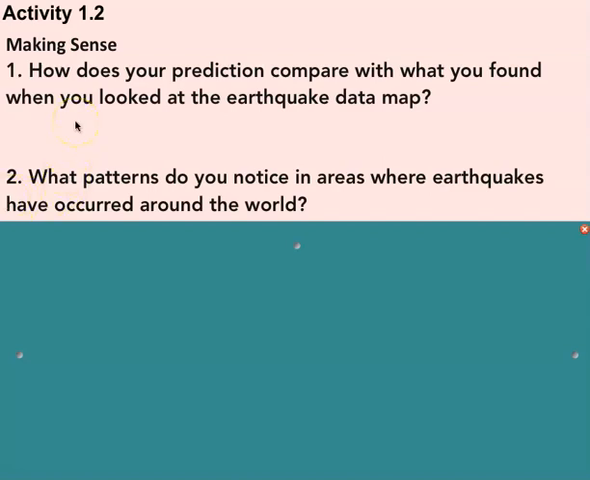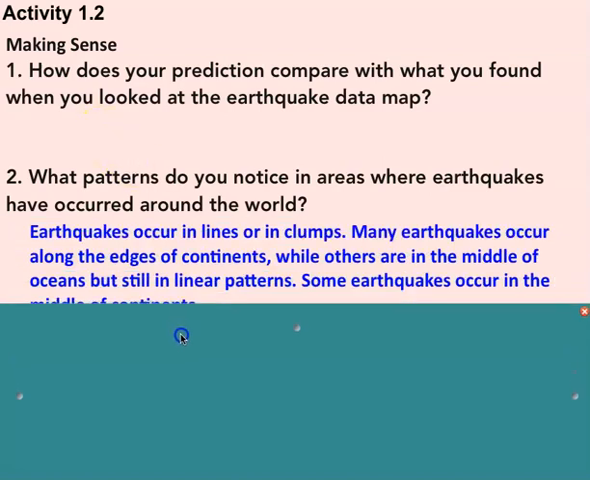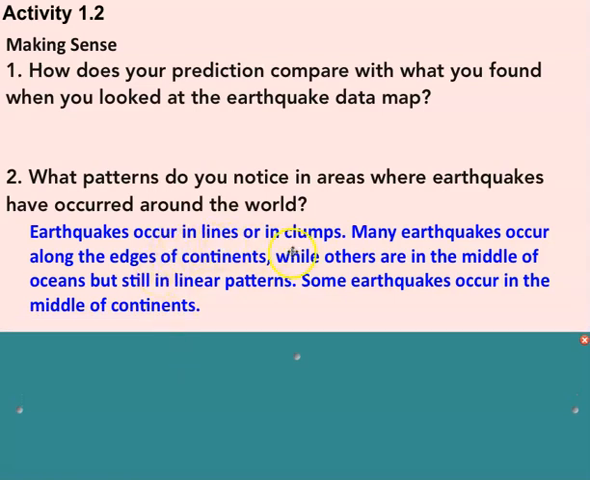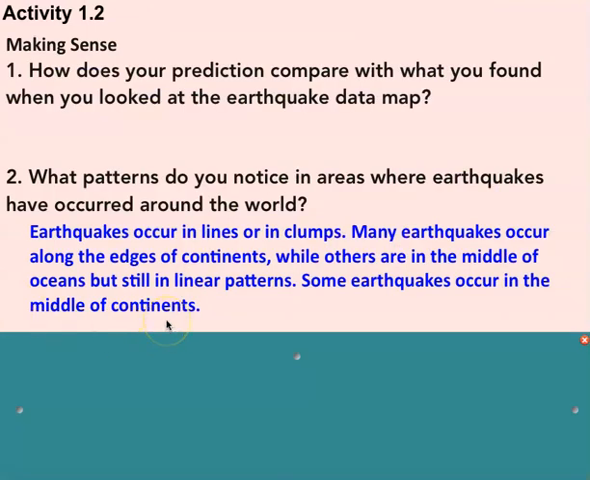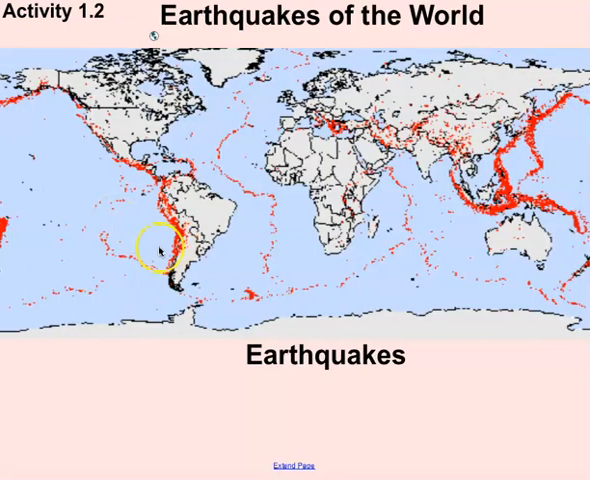So first of all, your prediction answers are going to vary. Some of you might have predicted correctly, some of you might not have predicted correctly. So the patterns that you might have seen is that earthquakes occur in lines or in clumps, similar to what you saw with volcanoes. Many earthquakes occur along the edges of continents, while others are in the middle of the oceans, or they might be in the middle of continents as well, because you see that here. Now, you might have also talked about how some of them occur in the very same locations where you saw volcanoes, because a lot of volcanoes actually produce earthquakes as they're erupting.